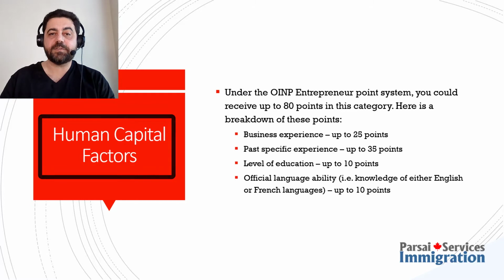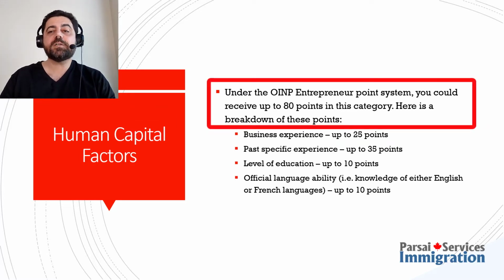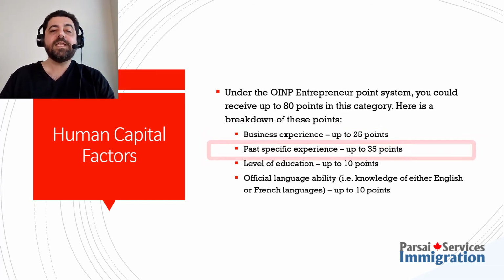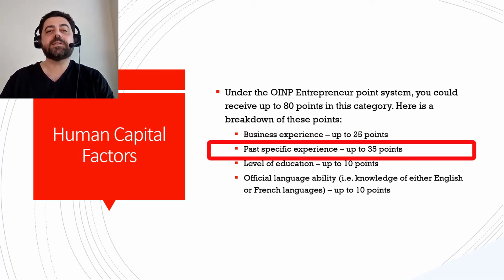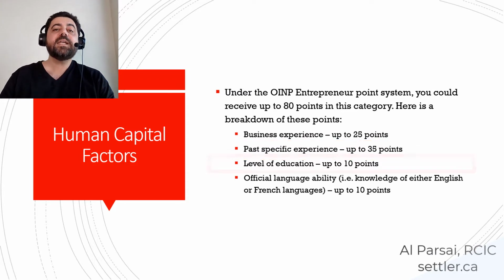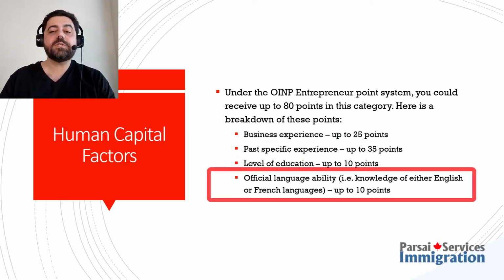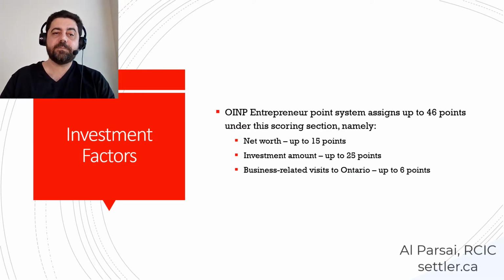Human capital factors. Under the OINP Entrepreneur system, you could receive up to 80 points in this category. Here is a breakdown of these points. Business experience up to 25 points. Past specific experience up to 35 points. Level of education up to 10 points. Official language ability, that is knowledge of either English or French languages, up to 10 points.